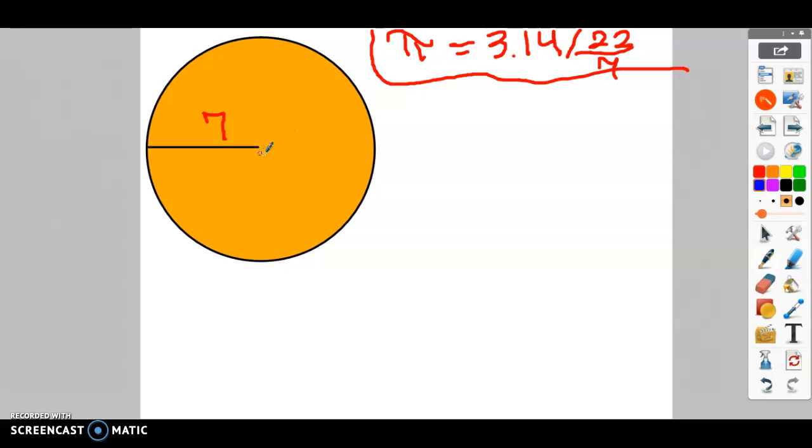So we're going to find the diameter, and as I said, radius times 2 is going to give us our diameter.